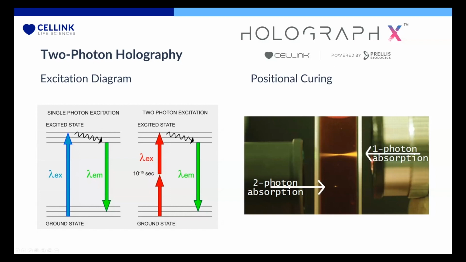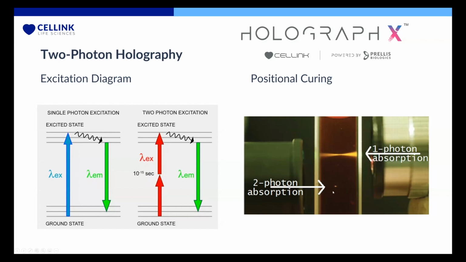The Holograph X, on the other hand, developed with Prellis Biologics, uses a laser light source at roughly double the wavelength needed to solidify the material. So it passes through the focal point without interaction. But then a simultaneous pulse of light causes a jump in energy at the focal point, such that there is sufficient energy to cure the material. And you can see this on the right-hand side image as the little orange dot next to the 2-photon absorption arrow.